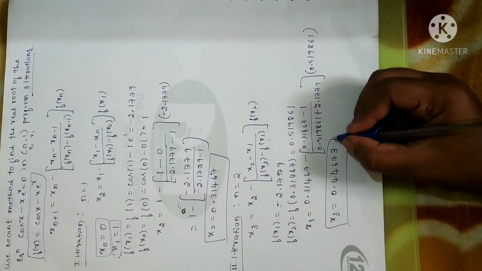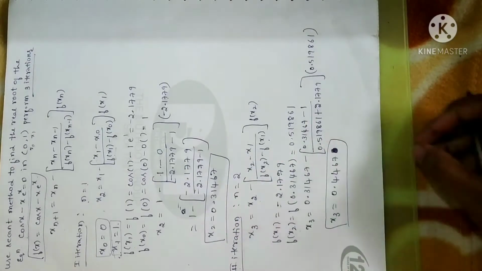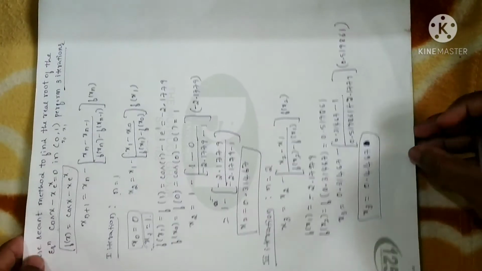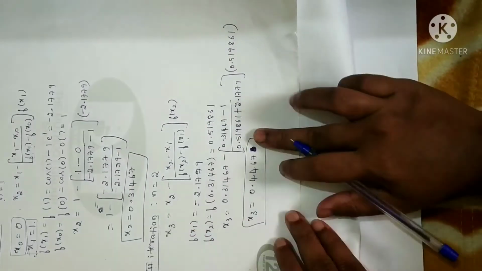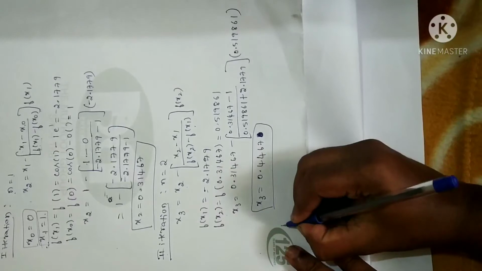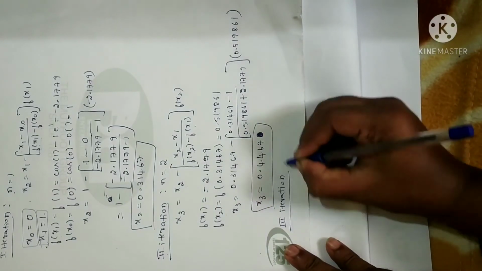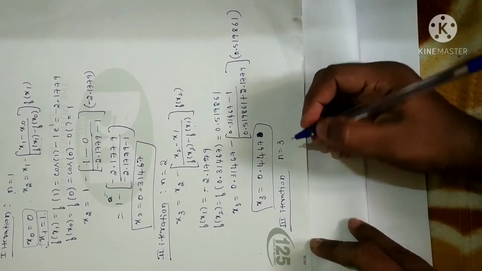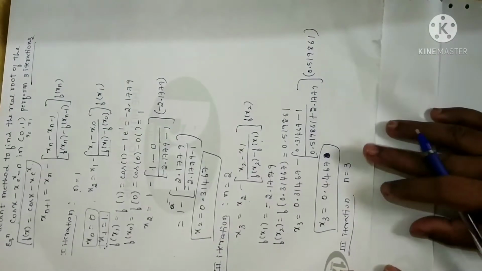Or else, instead of taking all the digits, let me take 4 digits. So that is what the second iteration is. Now we are asked to find up to 3 iterations, so let me do the third iteration. For the third iteration, the value of n will be equal to 3. So let me substitute n equal to 3 in the secant formula.